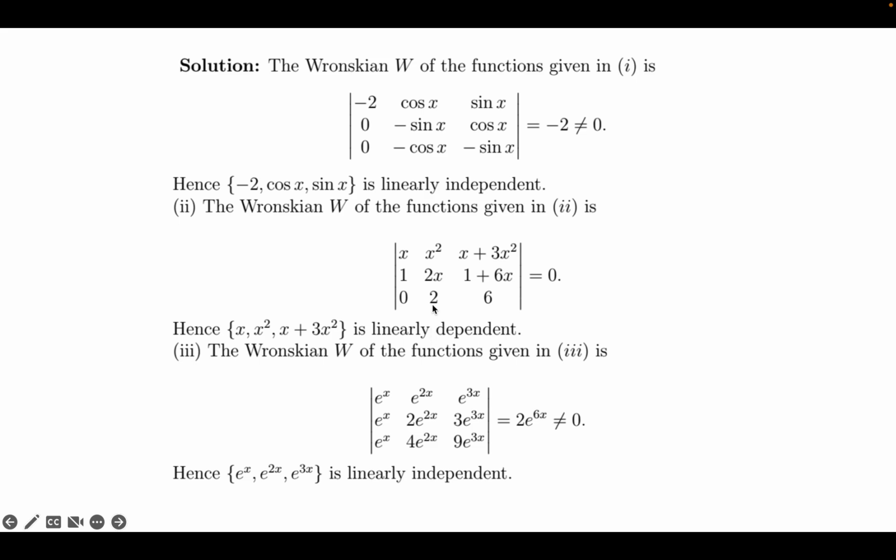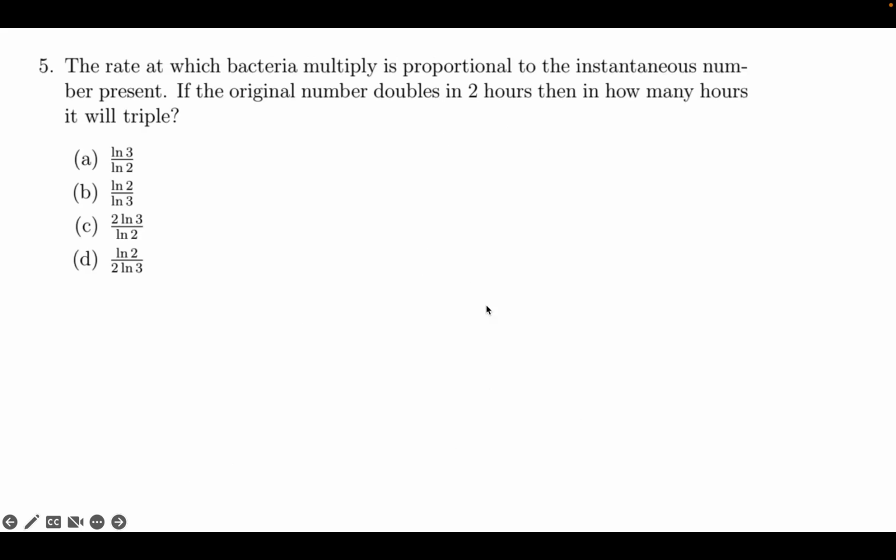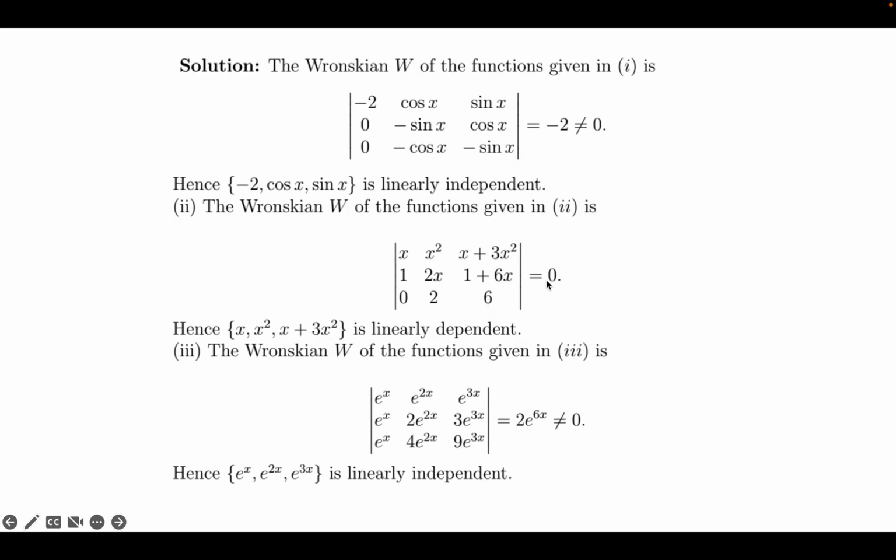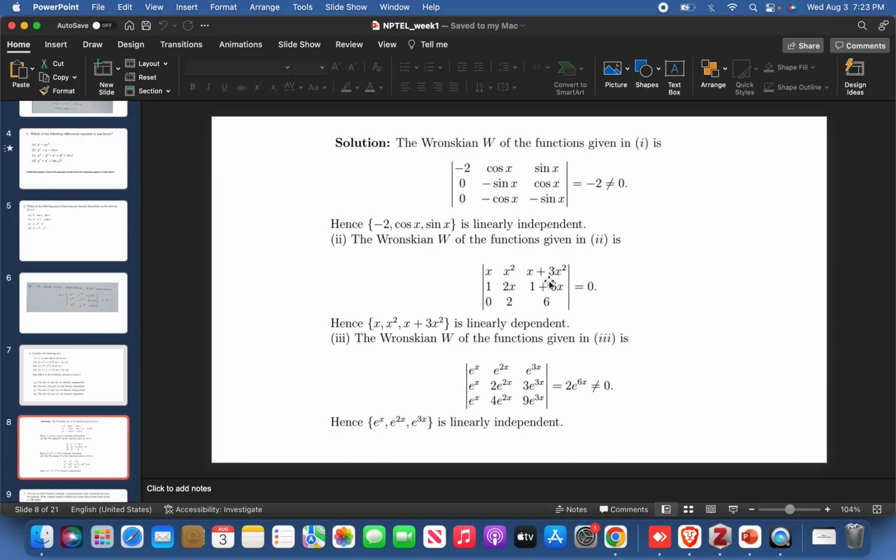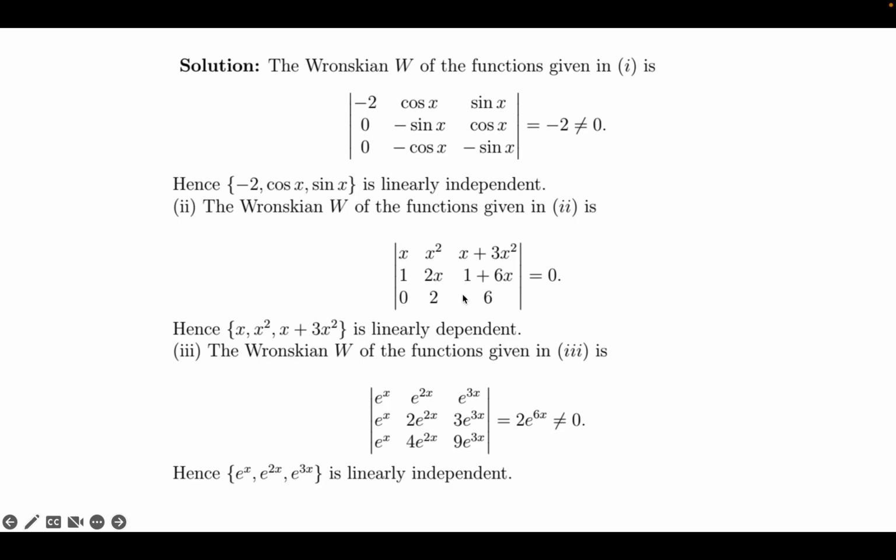And again you do the second derivative. The derivative of 1 is 0, the derivative of 2x with respect to x is 2, and the derivative of 1 plus 6x is 6. So if I try to solve the determinant of this matrix, I get 0. That is saying all these three functions given in option B are linearly dependent on each other. So I guess this is a very straightforward problem.